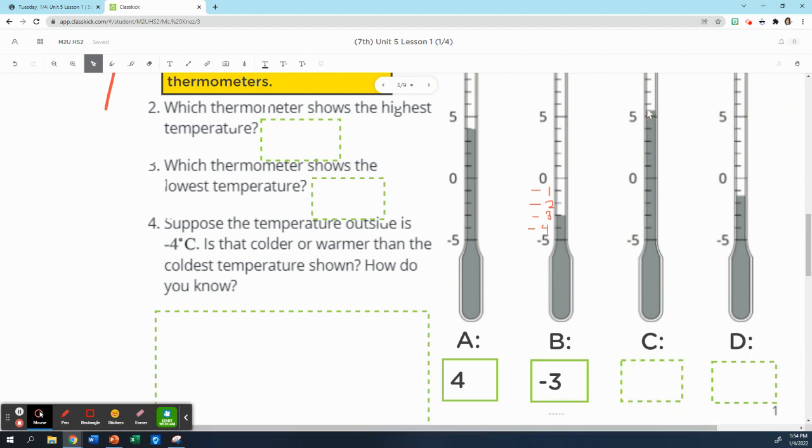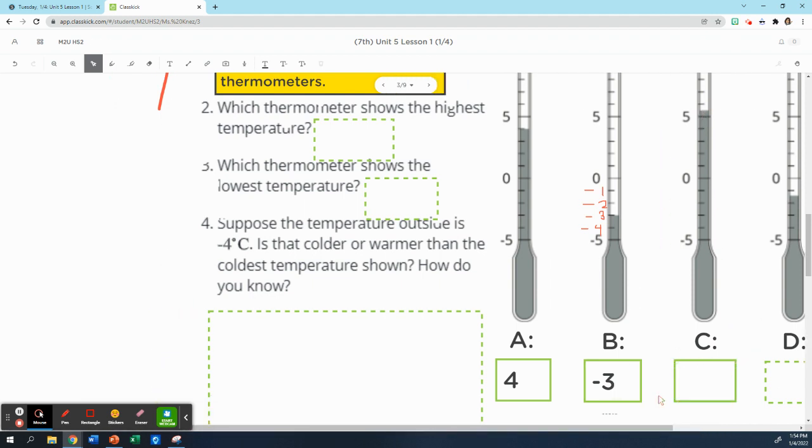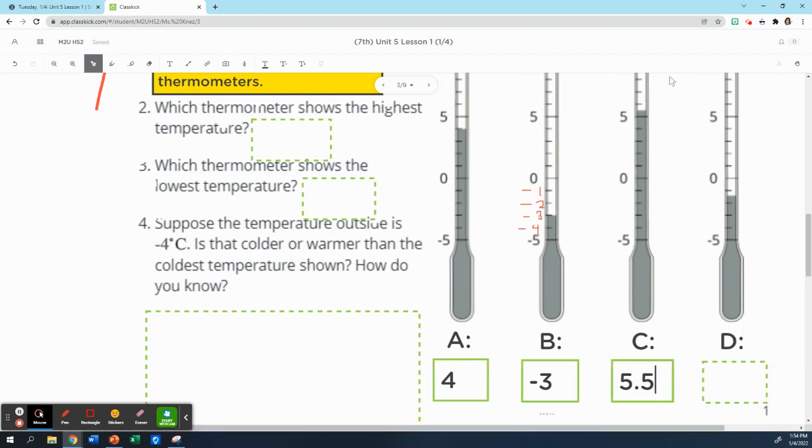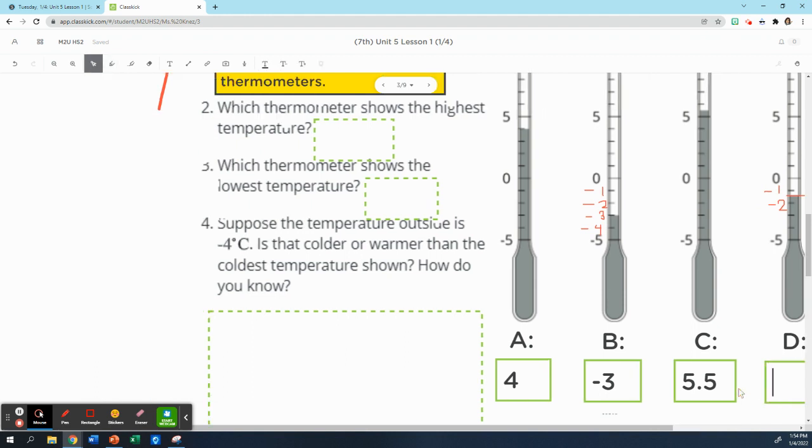C, we can see is just a little bit above 5. I'm going to call it 5.5 because it's not quite at the line for 6. We can see that here, but it's above 5. And then D, we can see is below -1, but it's not quite at -2. And so I'm going to go ahead and call that -1.5. And so the highest temperature is thermometer C because thermometer C is 5.5 degrees.